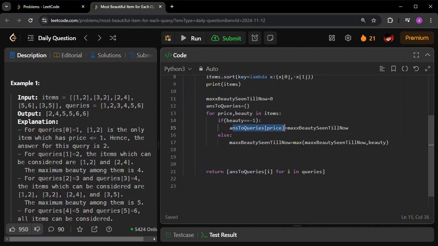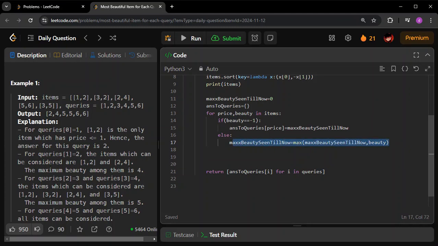Answer to queries of price: I am going to insert a value in this particular thing, whose key is going to be this and whose value is going to be this. So answer to queries of price is equal to max beauty seen till now. If it is -1, then I need to find an answer for this. If it is not the case, I have to capture the maximum beauty seen till now. That is the maximum beauty seen till the previous element, and for the current element also I need to compare that. Max beauty seen till now is equal to max of the previous value, comma, the current element's beauty. As simple as that.